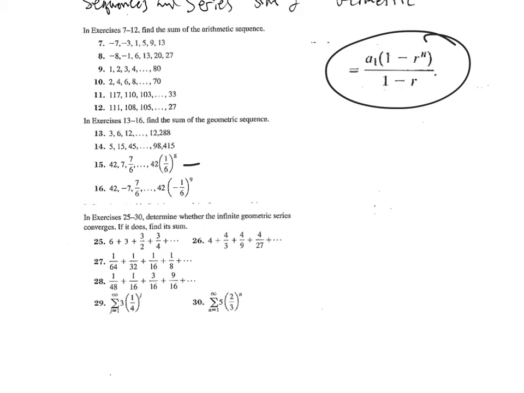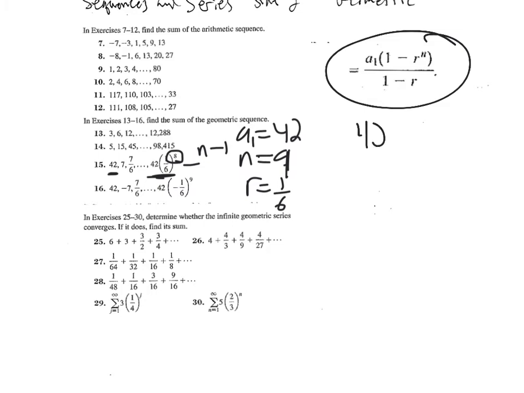I see that this is an explicit formula for a geometric sequence. I see the first term is 42. Of course, I saw that. I see the common ratio is 1/6, and it's raised to the 8th. But remember, that's n minus 1. So aren't there going to be 9 terms? So I know a sub 1 equals 42, I know r equals 1/6, and I know there's 9 terms, and that's all I need for this formula.